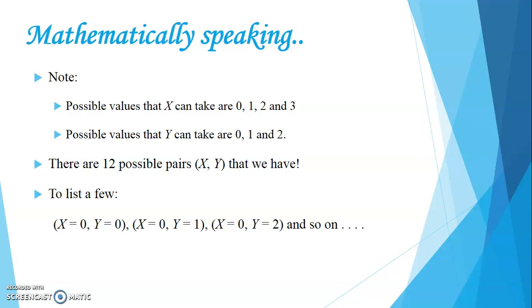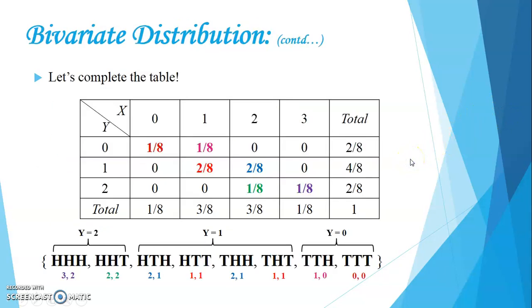Alright. So there are total possible pairs of x and y that we have. So they can be 0, 0, that is x equal to 0, y equal to 0, x equal to 0, y equal to 1 and so on. So you can formulate 12 such pairs. So now in a bivariate probability distribution, what happens is we need to find out the probabilities of each of these 12 pairs. Every such probability is called a joint probability. So let us see how to get on with this.